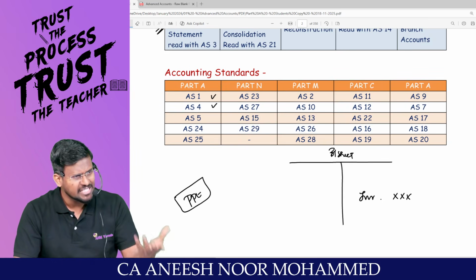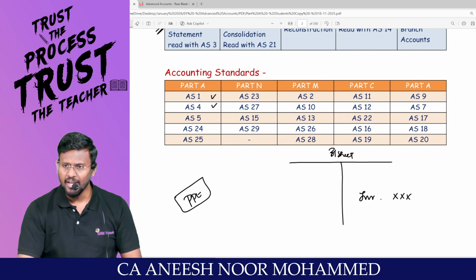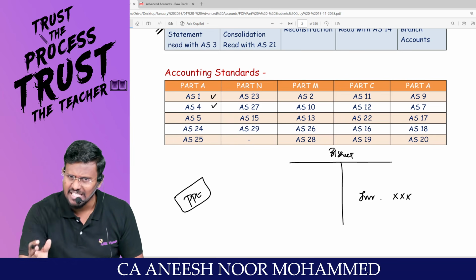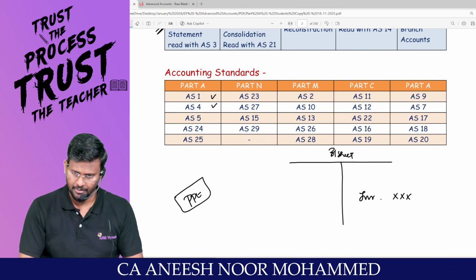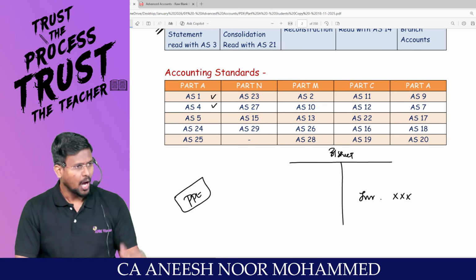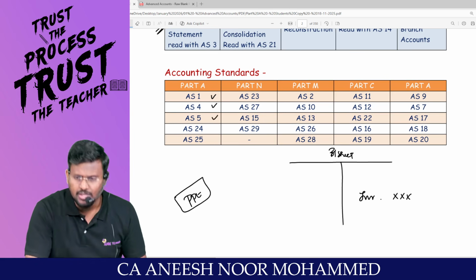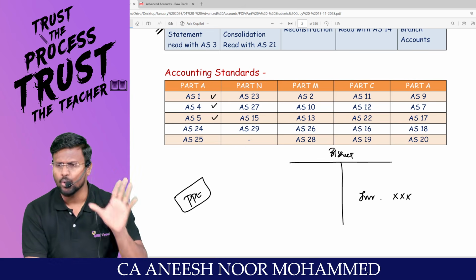If every company starts preparing financial statements as per their own wish, they will be preparing financial statements of one company, one size and one nature. Then it will lose comparability. How to prepare the P&L account is what AS5 is all about. How to present the net profit or loss for the particular period.